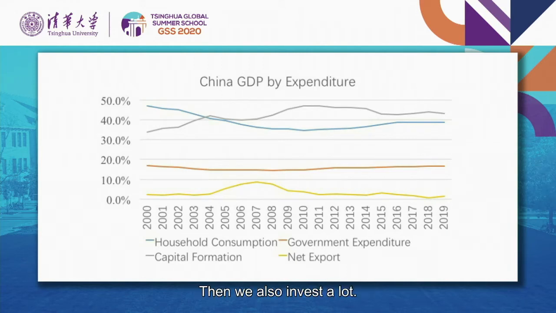Then we also invest a lot. That's capital formation. The gray line here indicates capital formation as a share of GDP. That's more than 40%. So those two account for more than 80% of GDP. Then government spending. Government also consumes. It's slightly less than 20% of GDP.